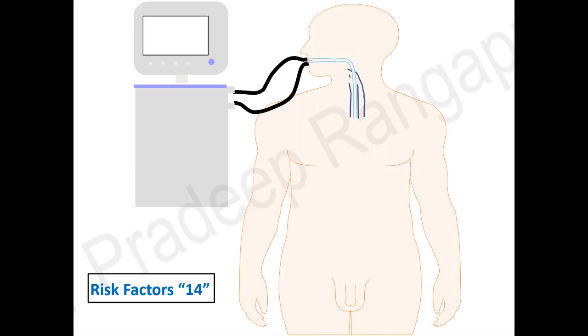So what are the risk factors of VAP? Any patient in the ICU who is connected to a ventilator would be having a lot of interventions. I've put it in a very pictorial way for you to try and remember the risk factors. There are about 14. One most important is duration of mechanical ventilation. The longer the patient is on a ventilator, the higher the risk of developing VAP.